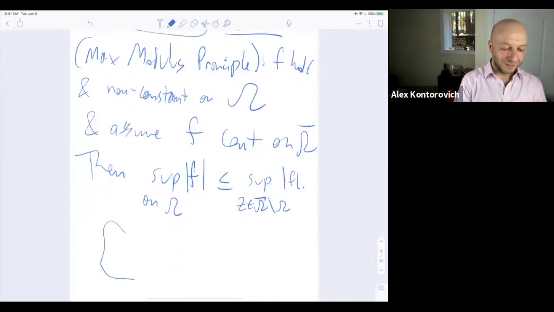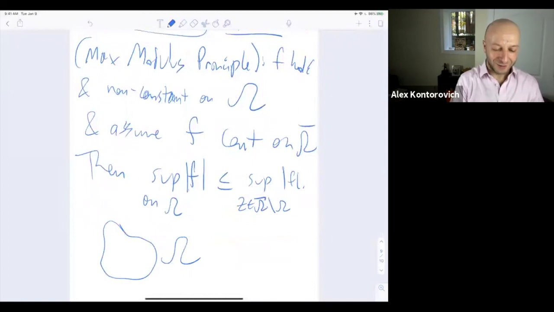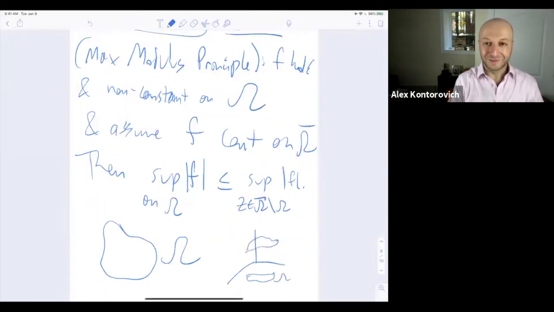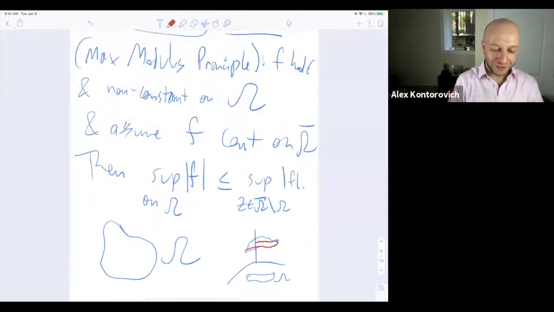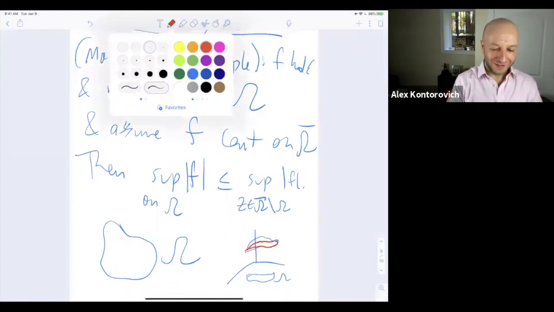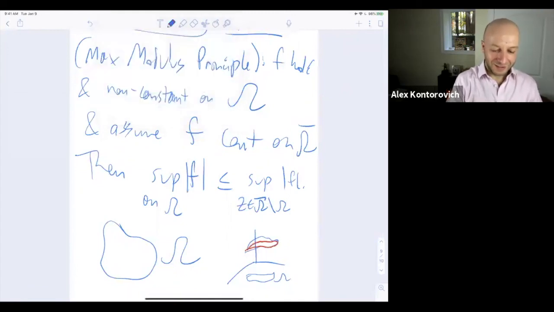Okay, so I have some region omega, I have some function. Let me draw a picture. So here's omega. Here's the graph of F, whatever it is, it's some surface. It cannot happen. Let me try to draw the boundary. So here's its value on the boundary. This cannot happen. The supremal value, this does not exist. The supremum value of F must happen on the boundary.